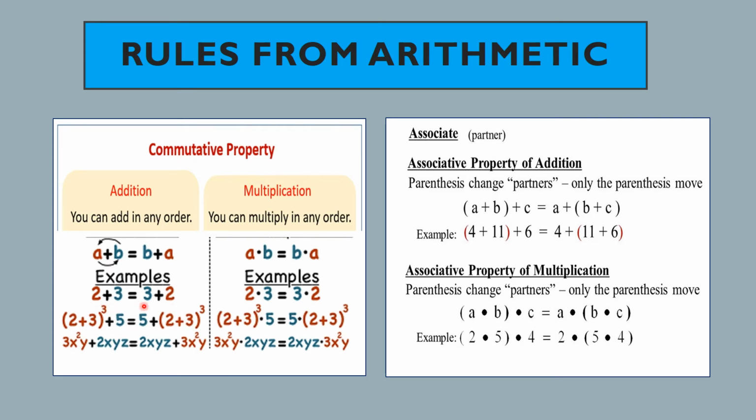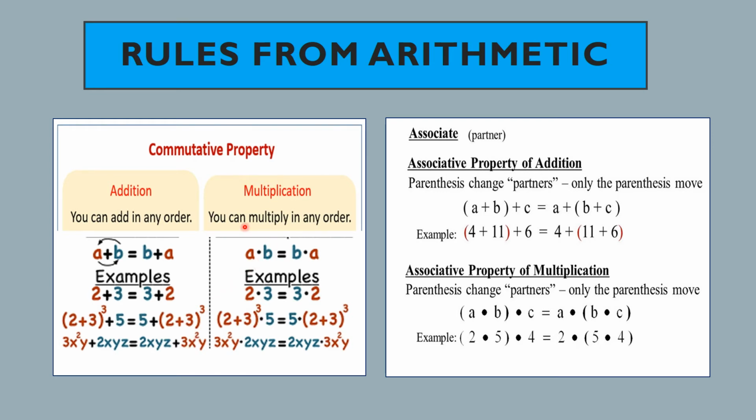2 + 3 is 3 + 2. Similarly, 2 + 3³ + 5 will be 5 + 2 + 3³. The order changing will not change the answer. Similarly, in this example also you can see the order has changed here, but the answer will remain the same.